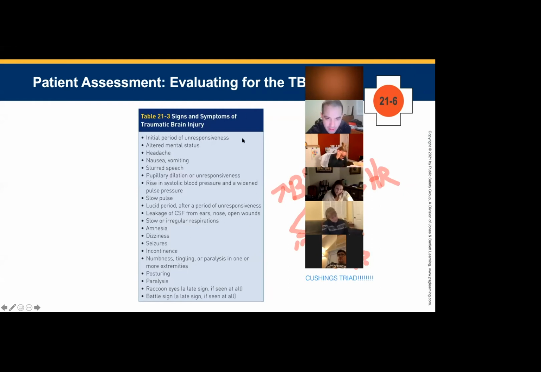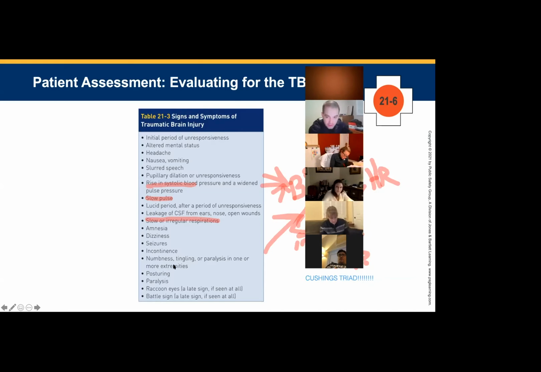Once again, Cushing's triad. Here, I'll grab my pen. If there's three of these that I want you guys to remember, it is Cushing's triad. I want to draw. I don't want text. There we go. That rise in systolic blood pressure, that slower irregular respirations, and that slow pulse. All those are going to lead to Cushing's triad. That's all bad stuff. We may have amnesia, dizziness, seizures, incontinence, numbness, tingling, or paralysis in extremities, posturing.